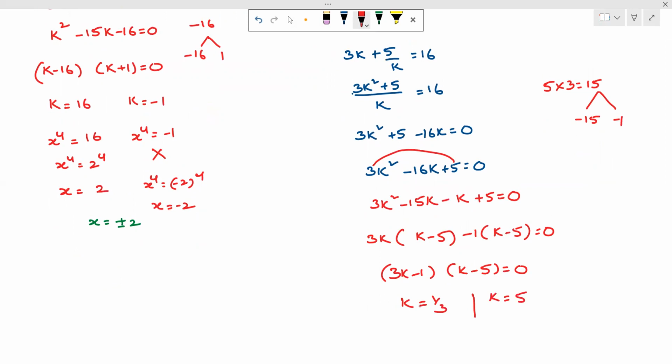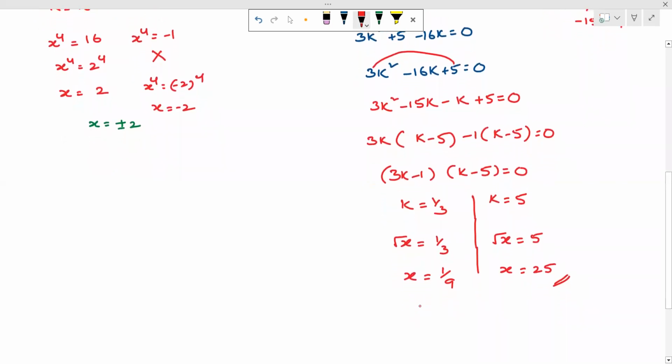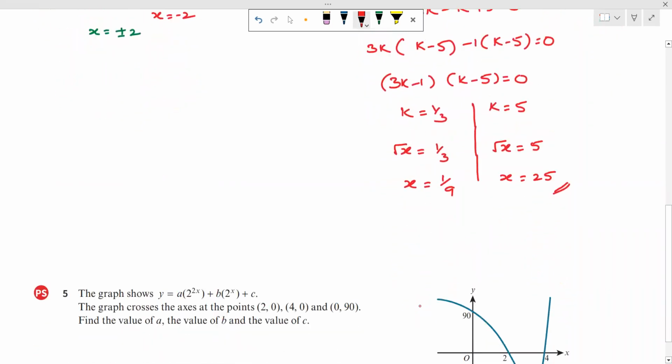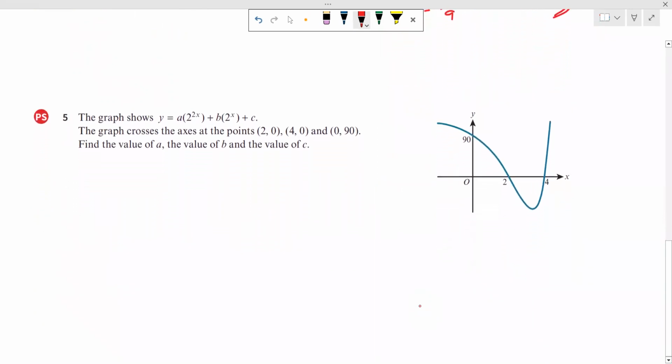But what is the k value over here? Root x. So root x is equal to 1 by 3 and root x is equal to 5. Squaring on both sides, x is equal to 1 by 9, and here it will be x is equal to 25. So this is how we have to simplify the problem. It is all reducible functions. So you should convert into a quadratic expression, then you have to solve the equation. Okay, let us see another question.